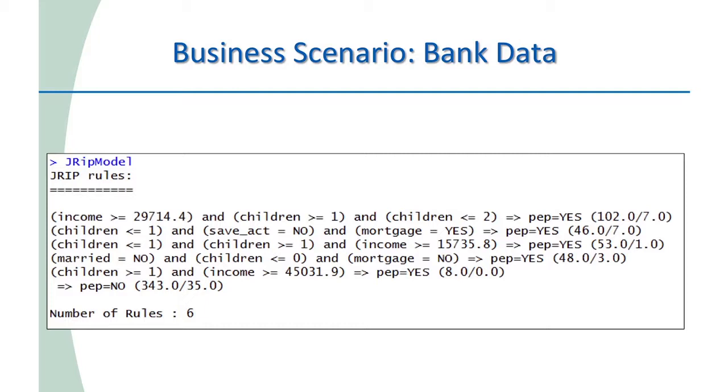Now, how do we read these rules? The first one is, if income is greater than 15,000, and children is greater than 1 and less than 2, you will buy the PEP 102 out of 109 times. So in essence, we were able to identify the profile of our clients that buy the PEP.